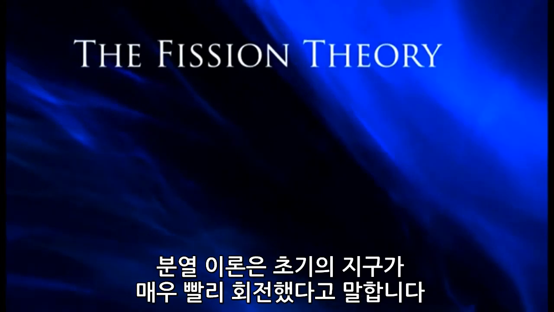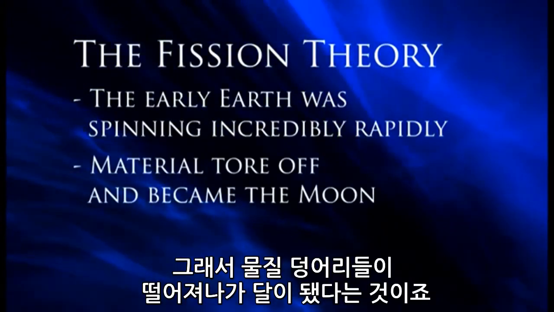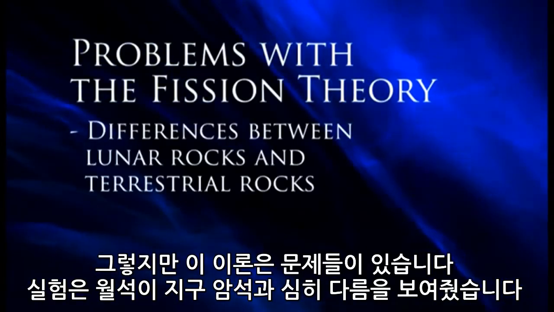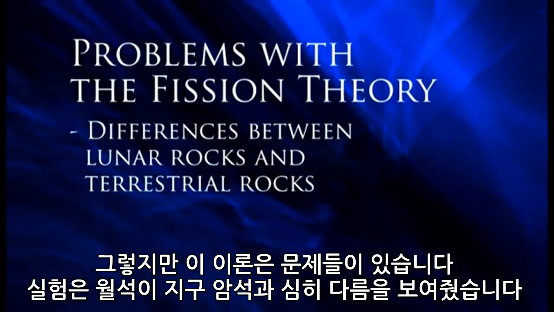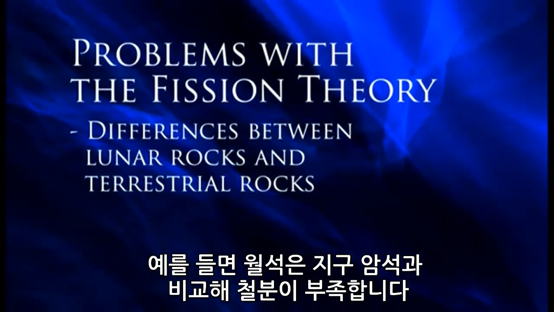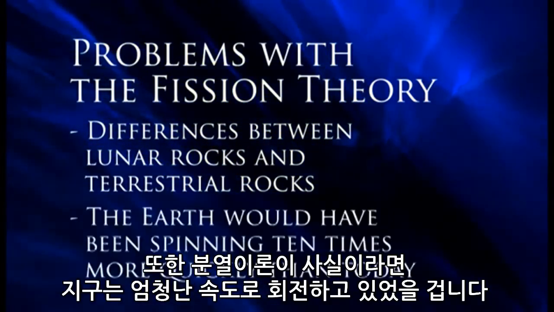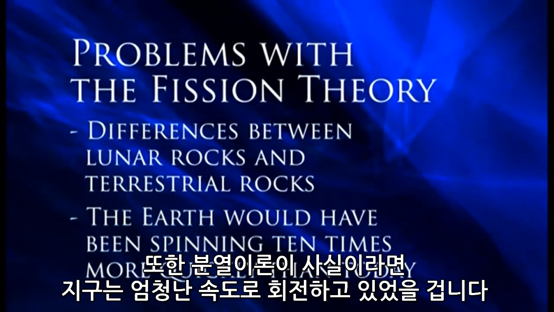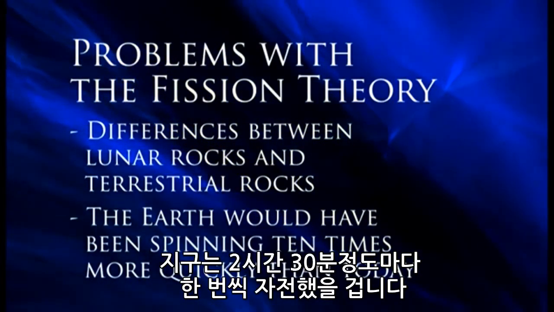The fission theory said that the early Earth was spinning very rapidly. Then a chunk of material tore off and became the moon. This theory had problems though. Tests showed that lunar rocks are different than Earth rocks in some important ways. For example, the moon is deficient in iron when compared to the Earth. Also, if this idea was true, the Earth would have been spinning incredibly quickly. It would have been rotating just once every 2.5 hours or so.